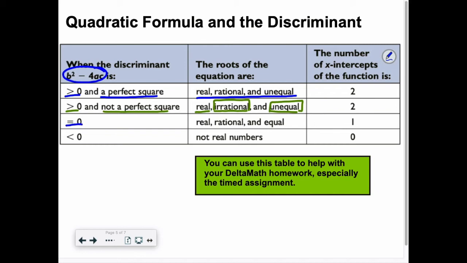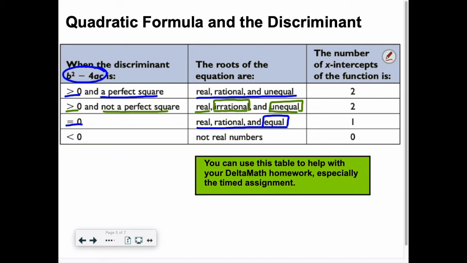Now, this is like the problem we just saw. If it's equal to 0, the roots are real, rational, and equal. In that problem we just did, where the answer was negative 2.5, you still technically had two answers. They were two roots. The thing is, those two roots are both the same, so they're equal.